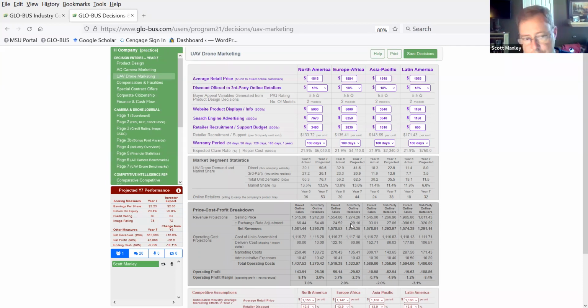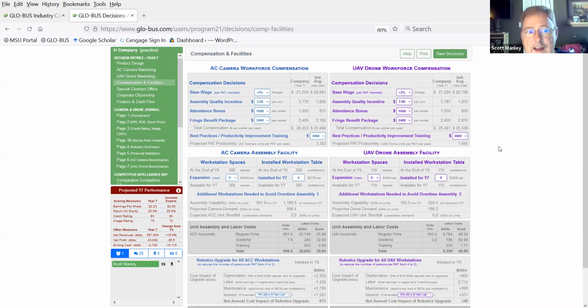So I'm fairly comfortable with what I've done here. I don't like losing money in Asia and Latin America, but I've kind of equalized or stabilized my revenues. And I trust that if you guys do what you're supposed to do and raise that price in Latin America, we'll actually sell some product. In other words, my market share won't be as bad as I think it's going to be at 6%. Okay, so next I need to look at compensation and facilities.